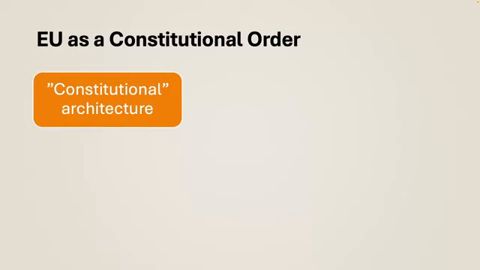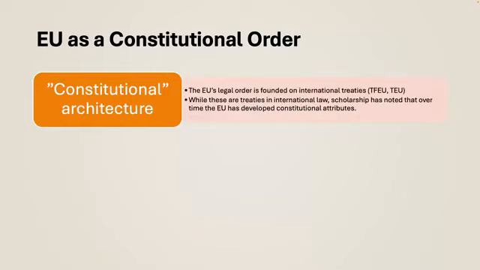Well, in terms of its constitutional architecture, the European Union's legal order is founded on a number of international treaties, two of which are, of course, the most important: the Treaty on the Functioning of the European Union and the Treaty on European Union. While these are treaties of international law, scholarship has noted that they have developed constitutional attributes over time. Various authors have talked about the fact that on their face and on paper, they are treaties in a basic sense of international law. But they have constitutional attributes that have developed over many years as we've gone from the idea of the European Community to the idea of the European Union.